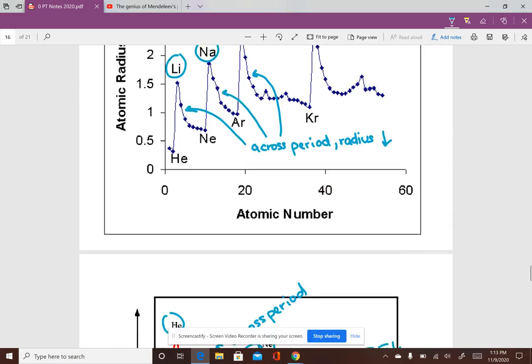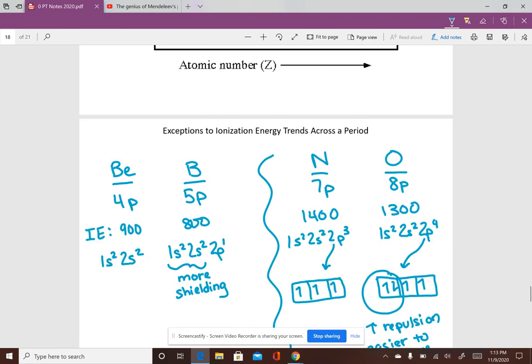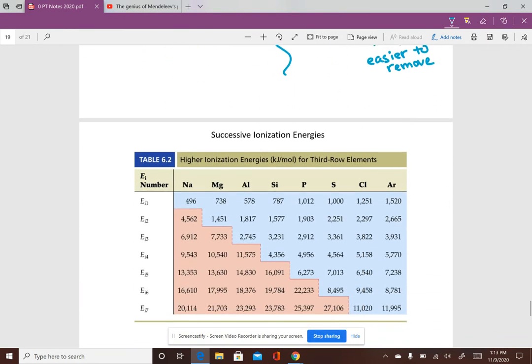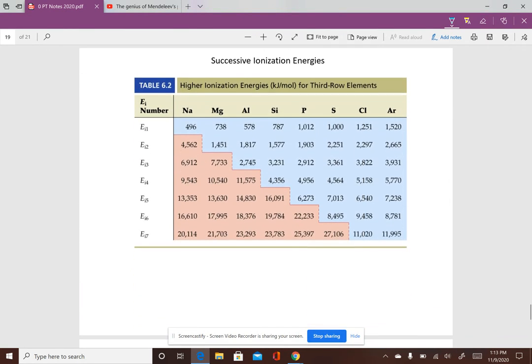So, guys, being that we're talking about ionization energy, I want you guys to take a look at this chart.